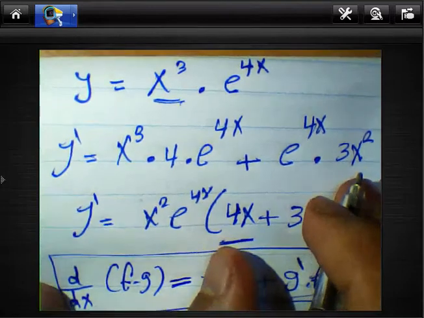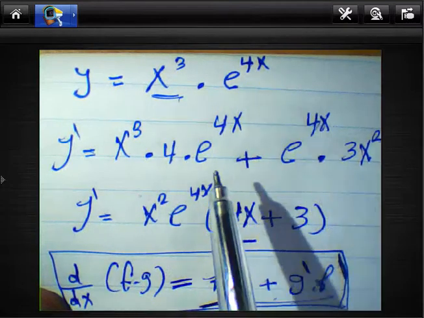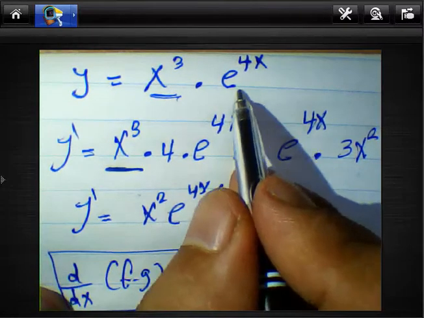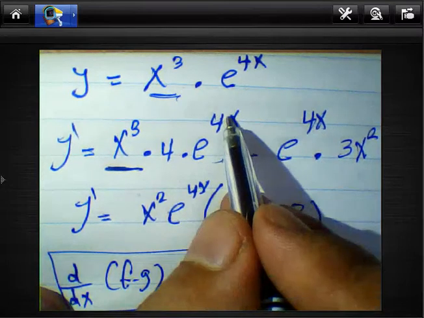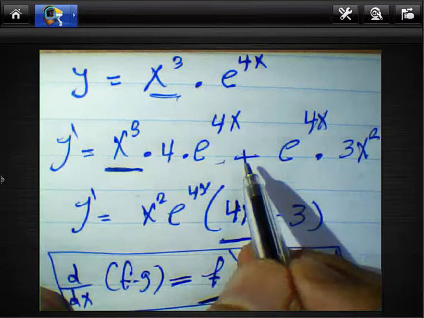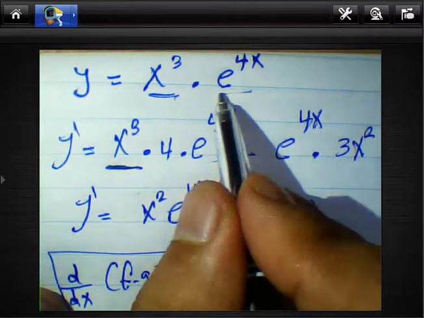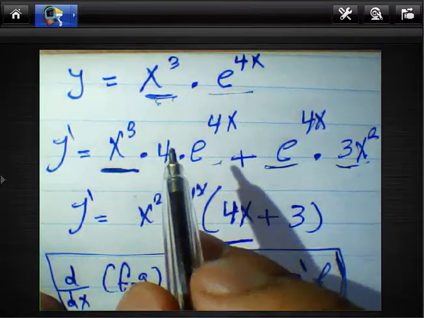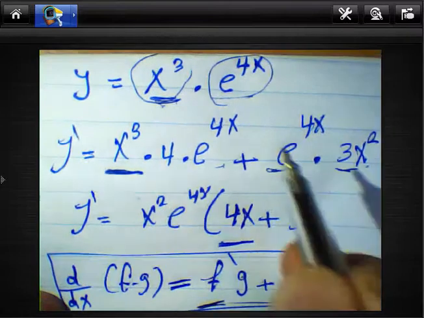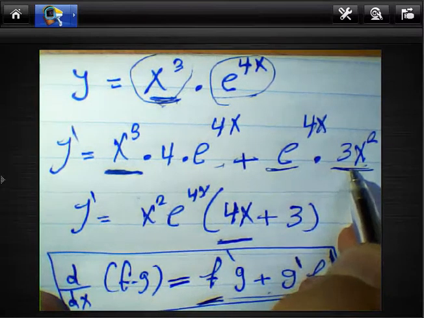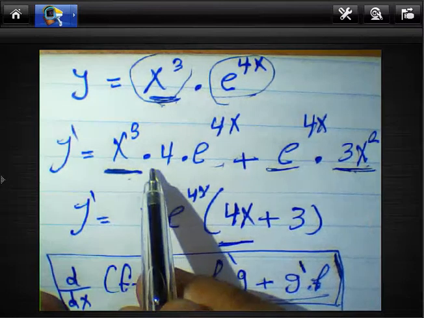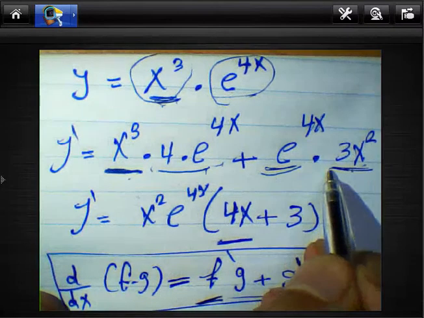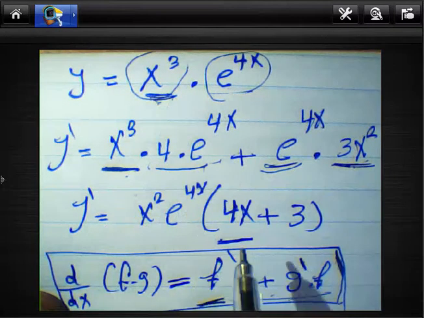Look at this example, y equals x power 3 multiplied by e power 4x. For the derivative, we can find the result here. Write the first here, x power 3, multiplied by the derivative of the second, e power 4x, multiplied by the derivative of this power, 4, plus we write the second here, multiplied by the derivative of the first expression. Again we write the first multiplied by the derivative of the second plus the second multiplied by the derivative of the first.